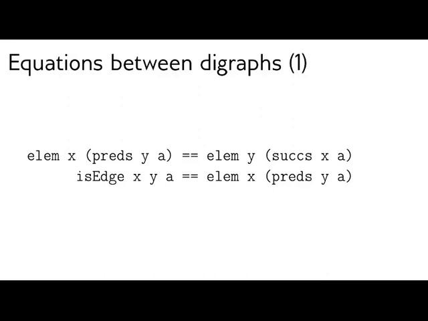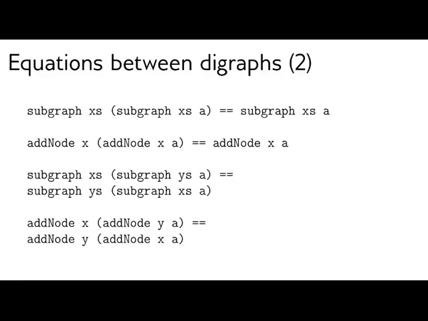If x is an element of the predecessors of y, then y is an element of the successors of x. If an edge is in the graph, then element x, predecessors of y in the graph is true as well. We get that subgraph and add node are idempotent. And we get that subgraph is commutative and add node is commutative, of course, according to the parameters.